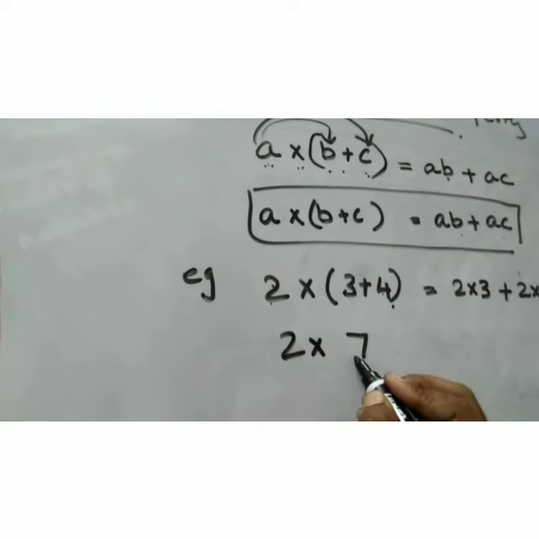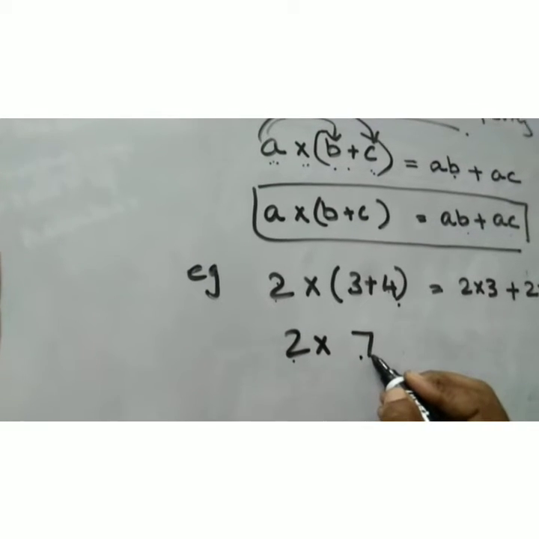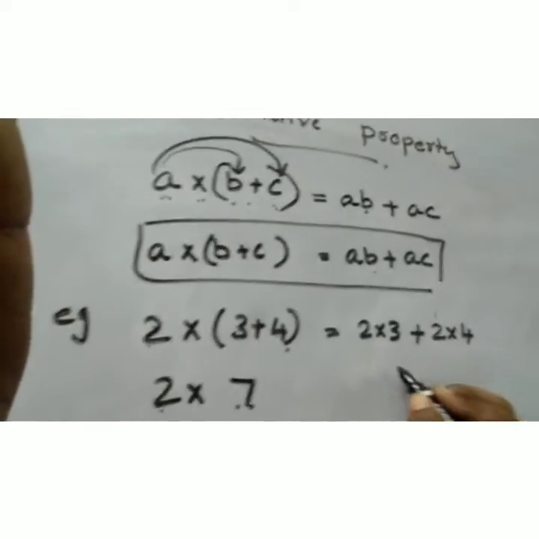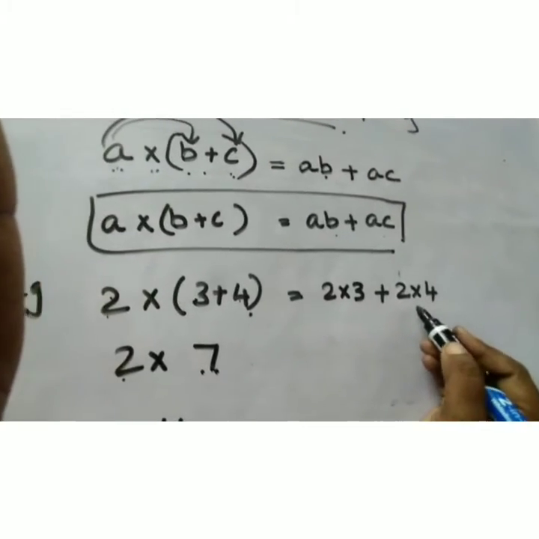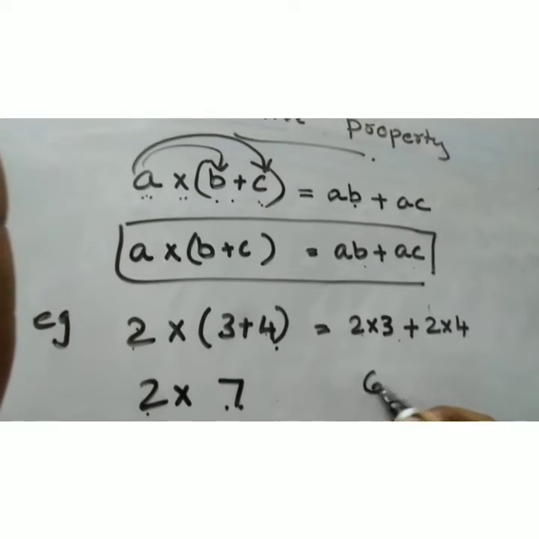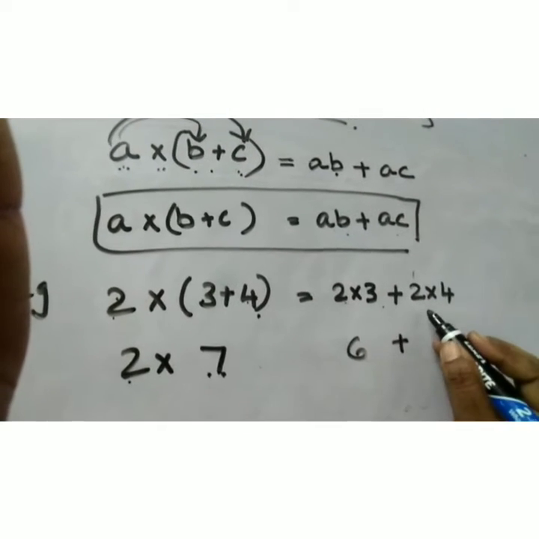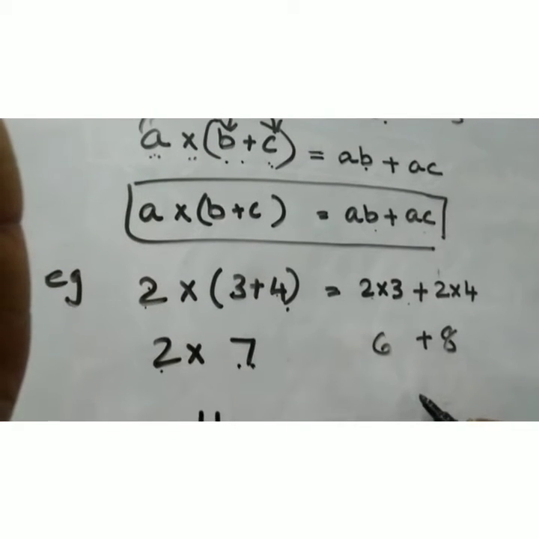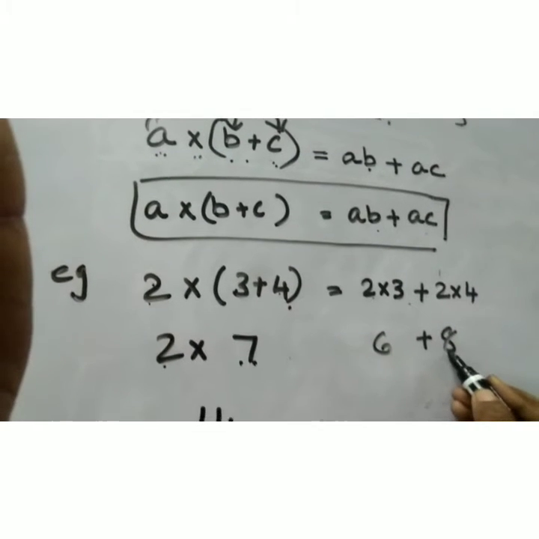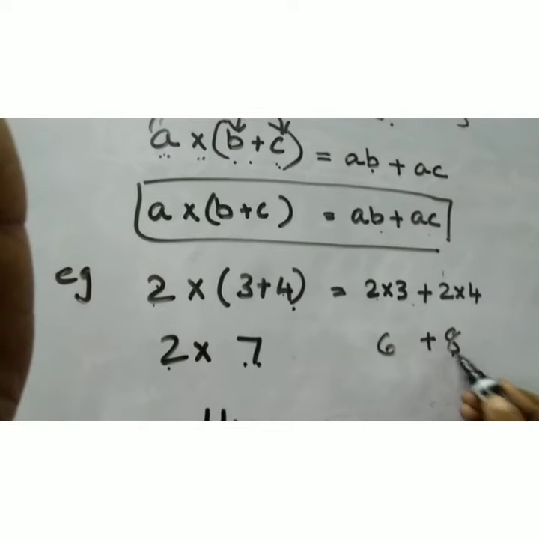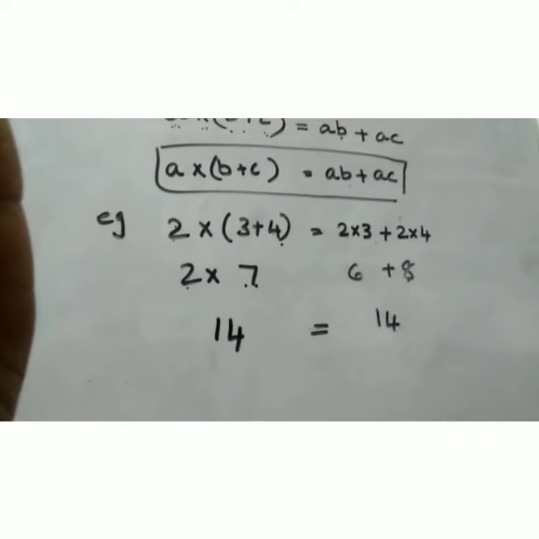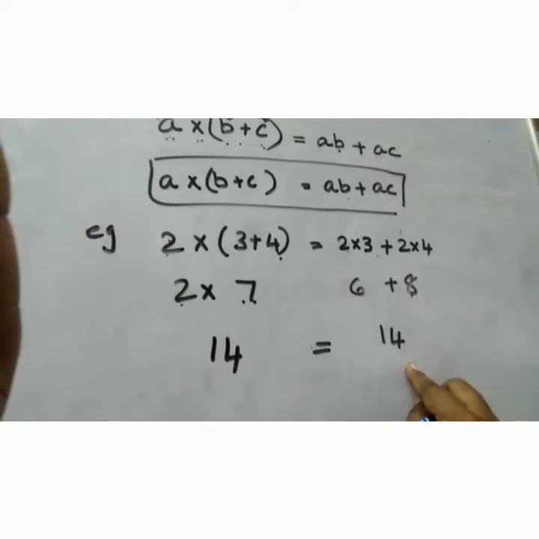Then 2 into 4, 7, 2 into 7, 7 2s are 14. Okay. Then you calculate this one. 2 into 3, 6 plus 4, 2 into 4 is equal to 8. 6 plus 8, what's the answer? 14. Let's see, the two answers are same.